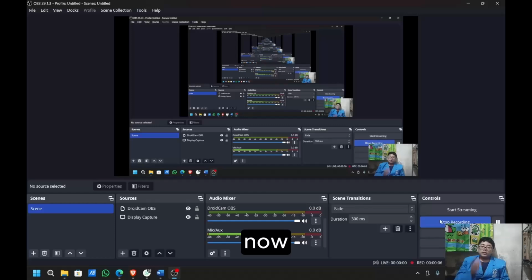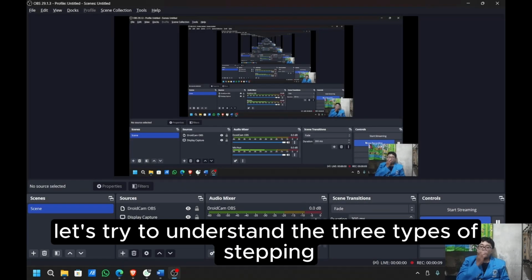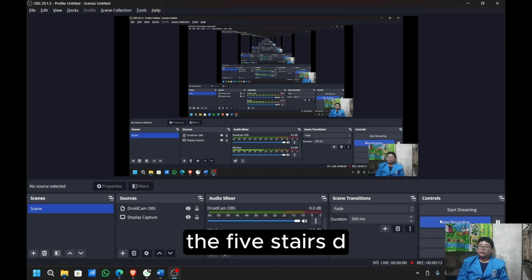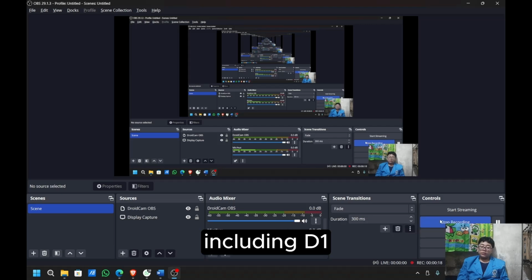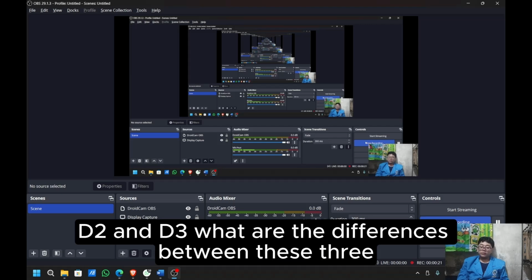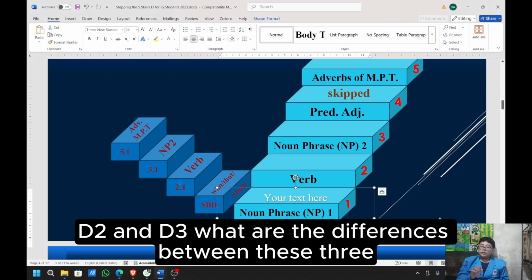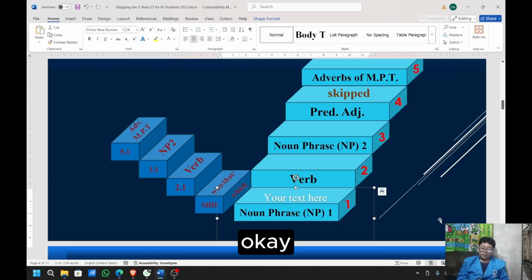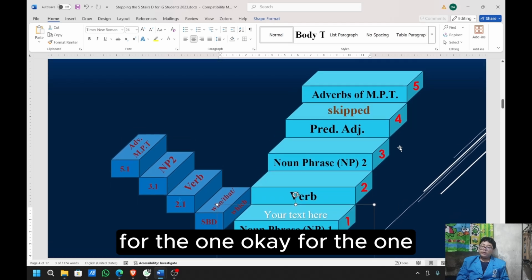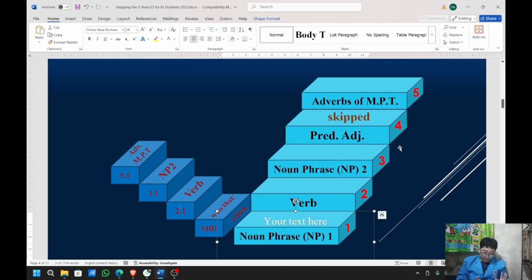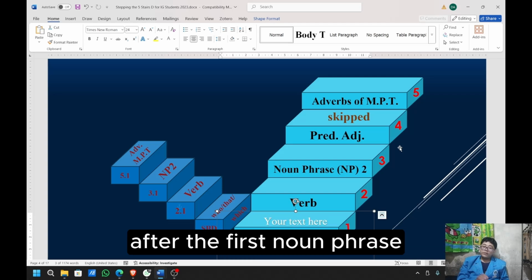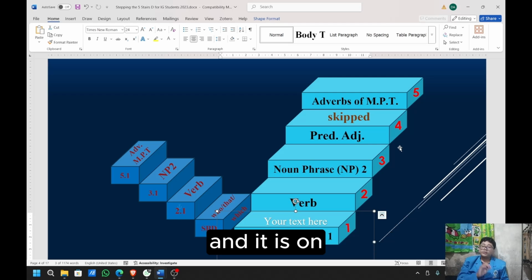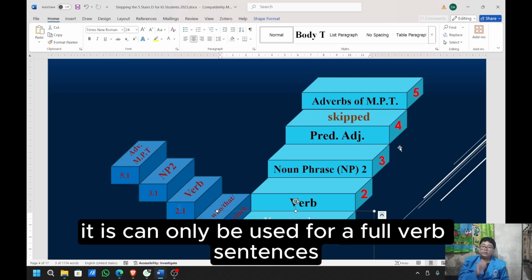All right. Now let's try to understand the three types of stepping the 5 stairs D. There are three types, including D1, D2, and D3. What are the differences between these three? Okay, for D1, the relative clause or relative pronoun is located after the first noun phrase, and it can only be used for full verb sentences.